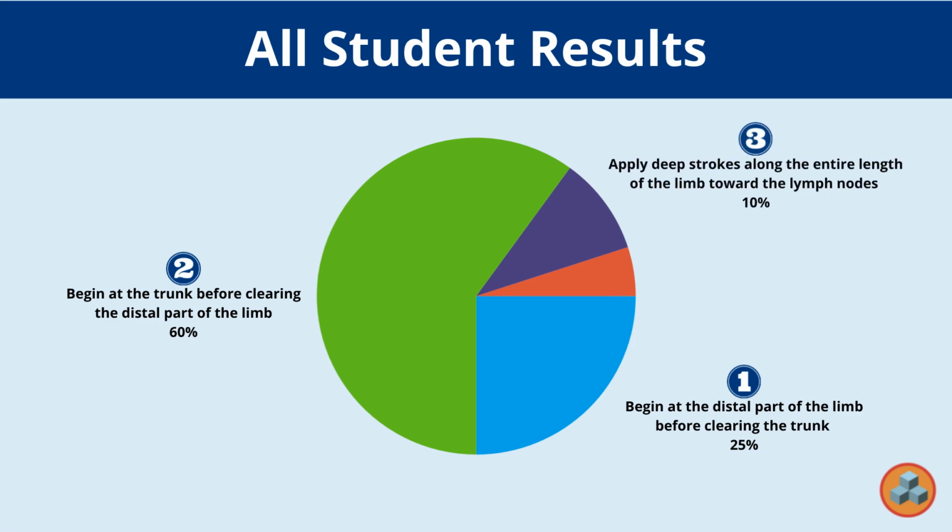10% of students selected option 3. Apply deep strokes along the entire length of the limb toward the lymph nodes. 5% of students selected option 4. Begin at the midpoint of the limb and work in both directions simultaneously.